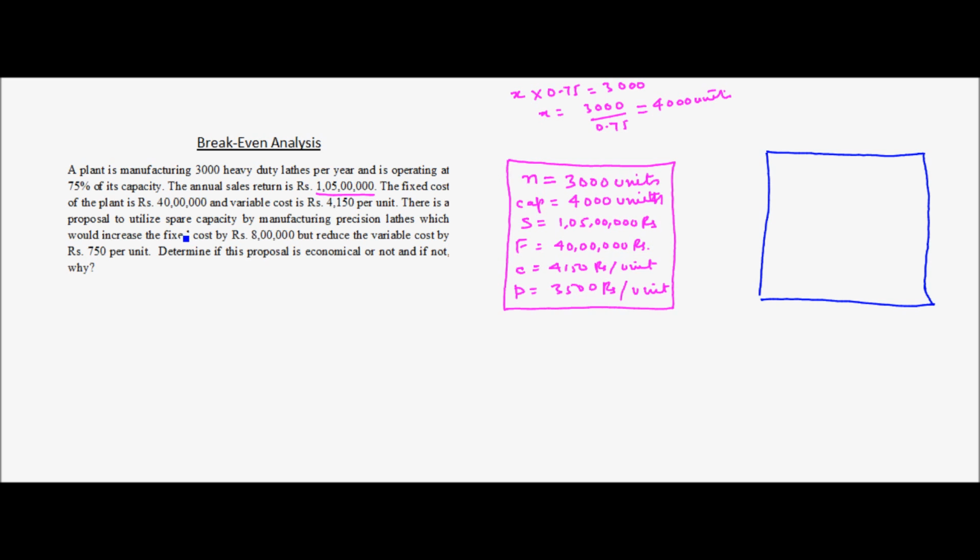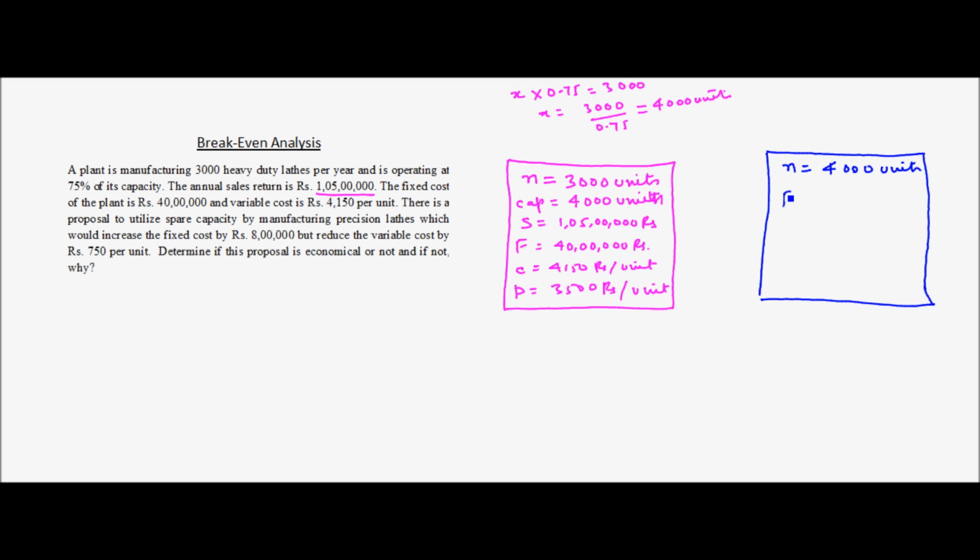So there is a proposal to utilize the spare capacity. So currently only 75% of its capacity is being utilized, and the proposal is to utilize the remaining capacity as well by manufacturing precision lathes, which would increase the fixed cost by rupees 8 lakh but reduce the variable cost by rupees 750 per unit. So now here n will be equal to 4000 because in the proposed scenario the proposal is to utilize the spare capacity and manufacture as much as possible. So n is equal to 4000 units.